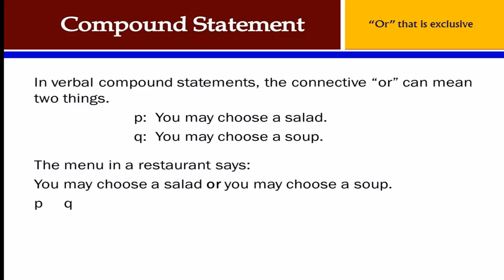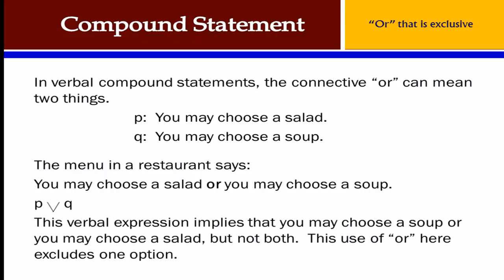Now symbolically, we would write the statement with the symbol for or, and we know that when we go in a restaurant and we see this option, this means that we can choose a salad or a soup, but not both. So this use of or excludes one of the options. It's either P or Q.